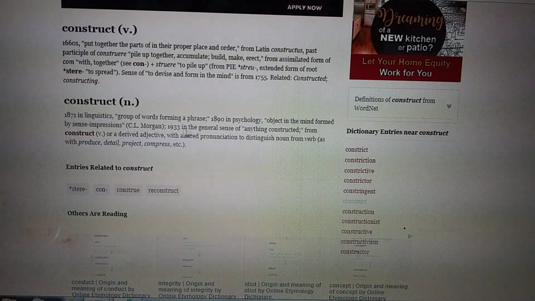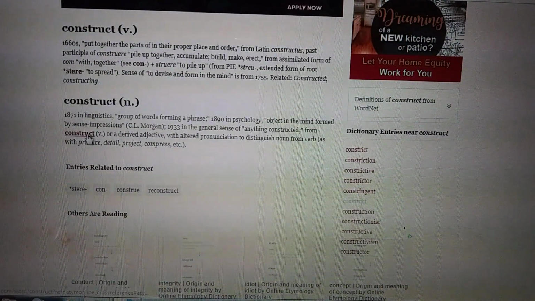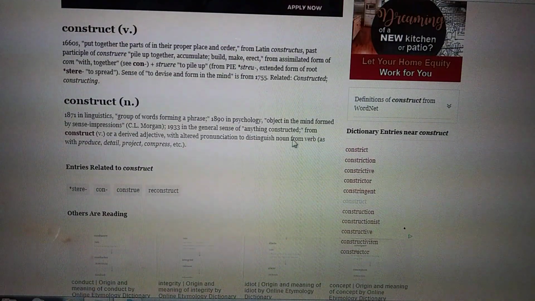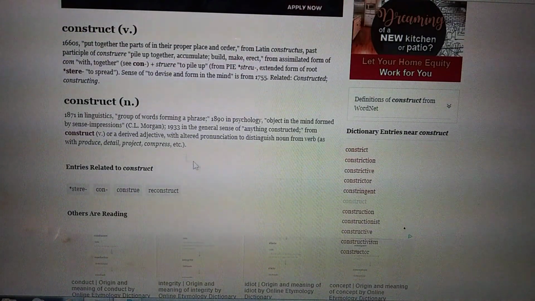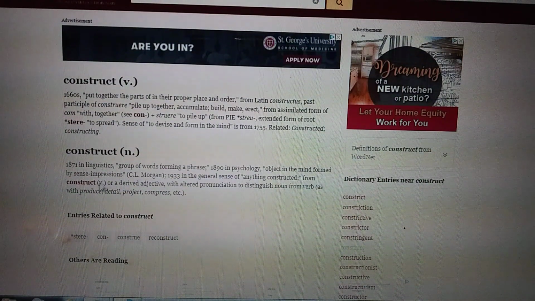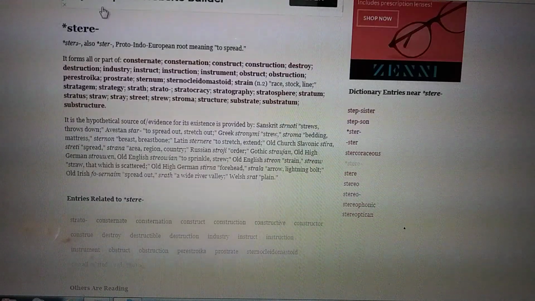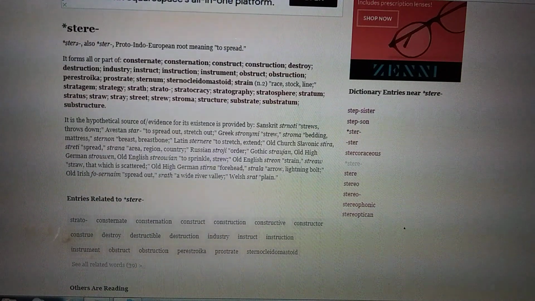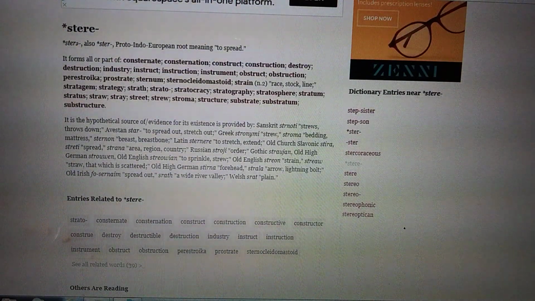In 1933, in the general sense of anything constructed from construct the verb or a derived adjective with altered pronunciations to distinguish the noun from the verb, as with produce, detail, project, compress, etc. Right? All right. Okay. So let's get the PIE as we dismount. I don't want to keep anybody longer than I have to for this. So we're gonna wrap this up real quick.